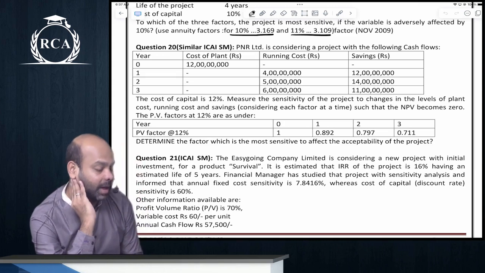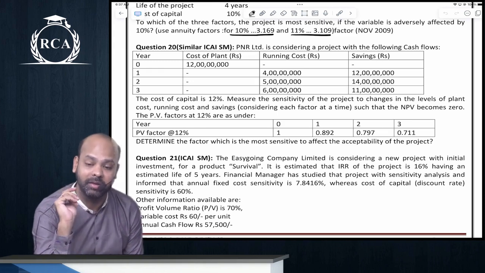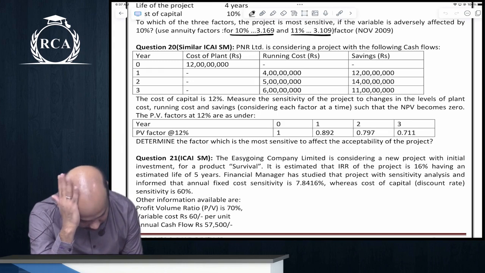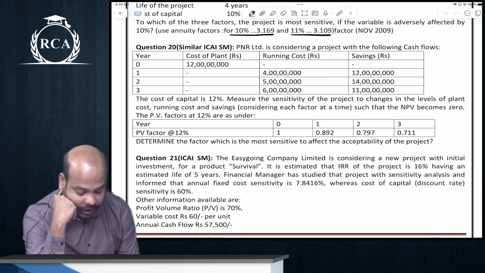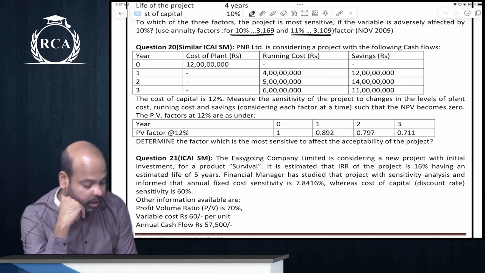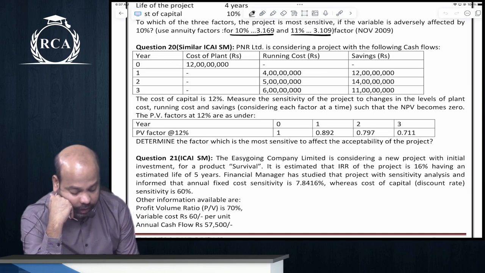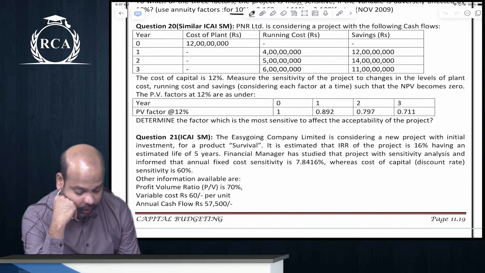So basically, beta, net savings will be 12 minus 4, 14 minus 5, 11 minus 6. You will take your total savings and from that deduct your running costs. The cost of capital is 12%. Measure the sensitivity of the project to changes in the levels of plant cost, running cost and savings, considering each factor at a time, such that the NPV of the project beta becomes 0.